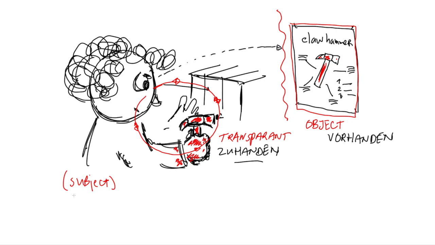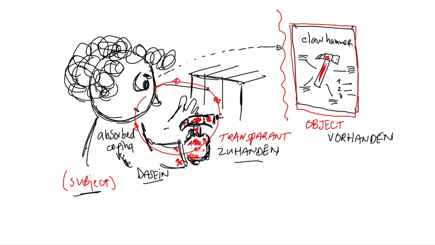Whereas if we are in the transparent mode of interaction with the hammer, and the hammer is zuhanden, then we are not a subject that looks on the world. We are just absorbed coping. And this is Dasein. Now the other thing is also Dasein. So Dasein is the sort of overall description of us, and we can be either in this sort of subject-object mode of being, or in this transparent, zuhanden mode of being with the world.